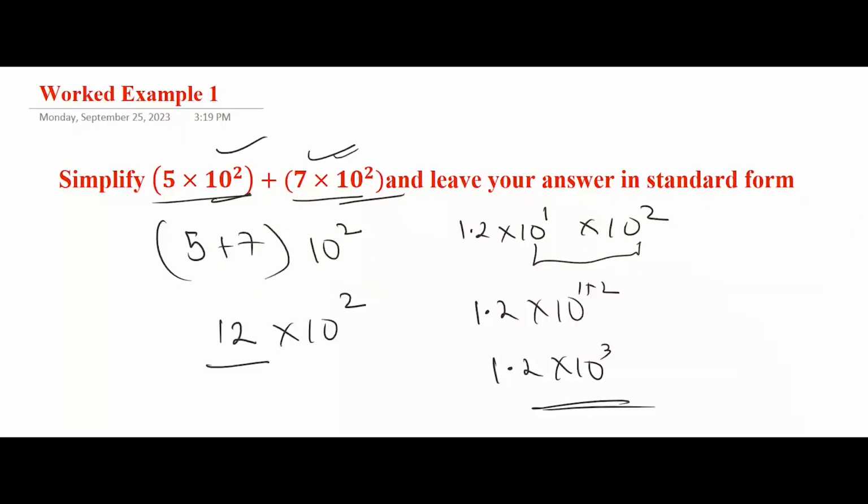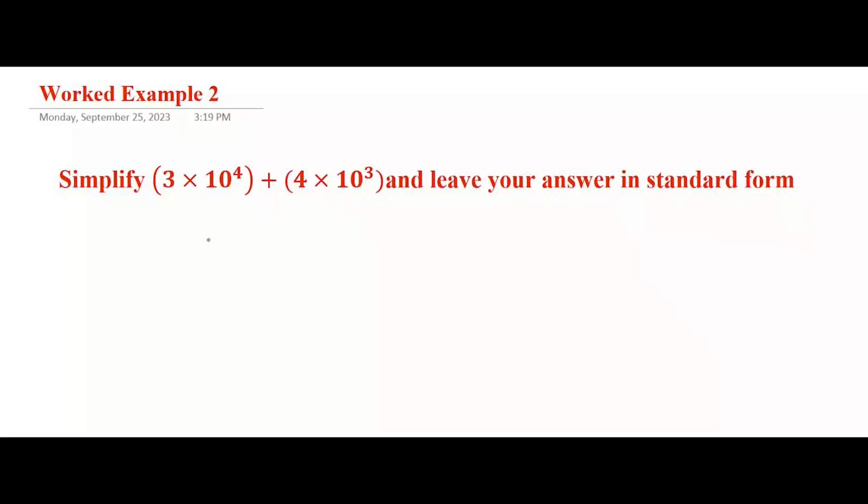Let's go to the next example. Simplify 3 times 10 to the power of 4, add 4 times 10 to the power of 3, and leave your answer in standard form. If you look at the power of 10 in the two numbers, this is raised to the power of 4 and this is raised to the power of 3. So we need to ensure that they are both raised to the lower power, which is 3. So we will say 3 times 10 to the power of 1 add 3, that's 4. Then add 4 times 10 to the power of 3.